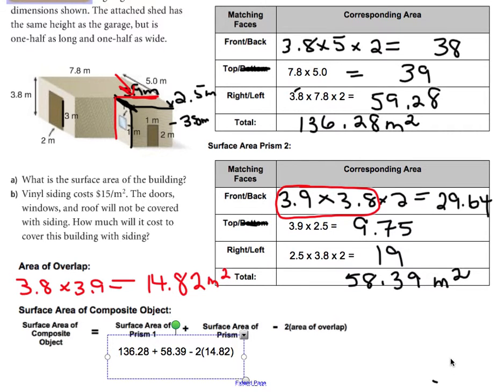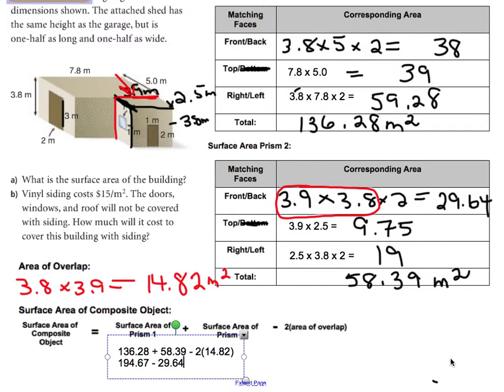Okay, so let's do these calculations here. I'm going to go 136.28 plus 58.39, and I'm going to get an answer of 194.67, and I'm going to have to subtract 2 of my overlap. So 2 times 14.82, which is 29.64.